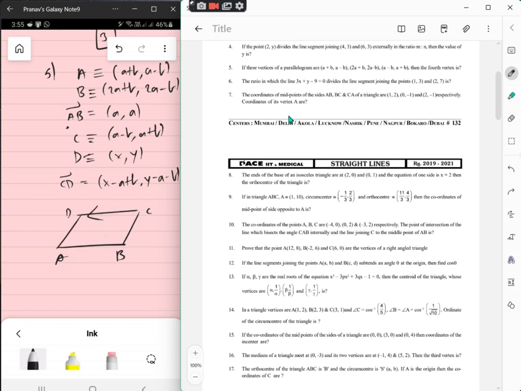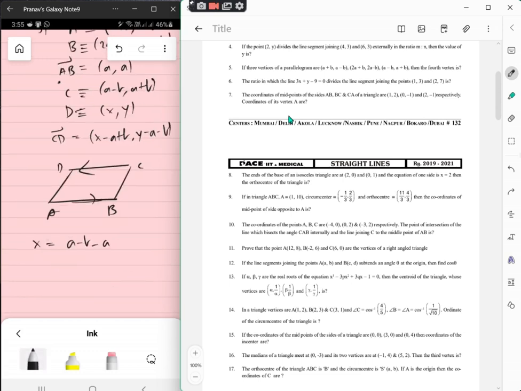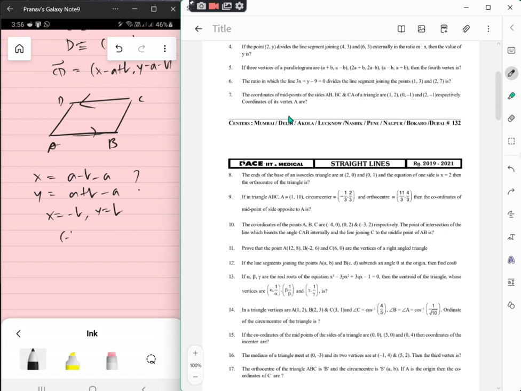So CD vector is going like this, AB vector is going like this. These are opposite of each other. That means CD vector is negative of AB vector. Negative of AB vector is just negative a and negative a. That means x minus a plus b equals negative a, and y minus a minus b equals negative a. So x equals negative b, y equals b. That should be negative b, comma b is the answer.